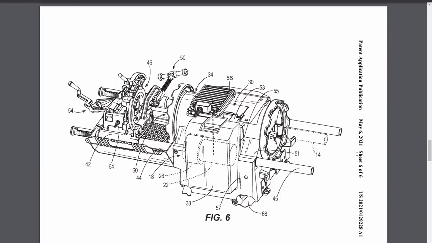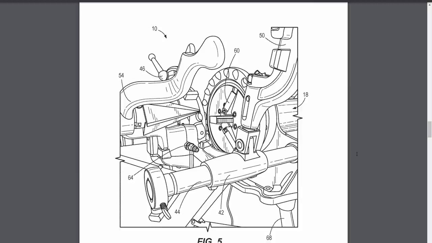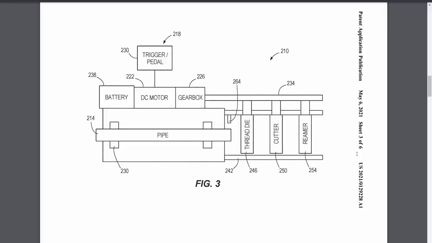Next up is a portable pipe threader, and this one is the bigger brother of the handheld pipe threader that they released a couple years ago. This one is more of a stationary tool that you set up, and it can do much larger diameter pipes. So this one's going to be able to cut, thread, and deburr the pipe all with one operation.